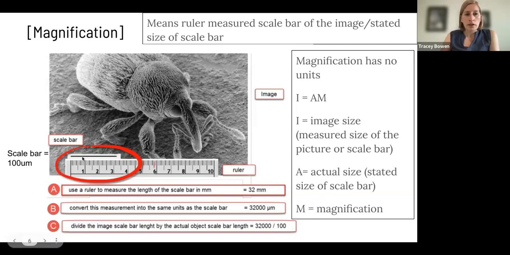So using a ruler, we're going to measure how long this scale bar is. And in this case, it's 32 millimeters. So we're going to convert this measurement into the same units as the scale bar. The scale bar is in micrometers, which means we're going to multiply this 32 millimeters. Sorry, I said centimeters. I meant to say 32 millimeters into micrometers. So that's 32,000 micrometers. And then we're going to divide this image of the scale bar length by the actual object scale bar. So 32,000 was what we measured, and that's divided by 100. So that's going to give us 320 times magnification.